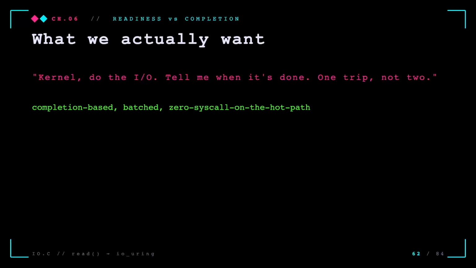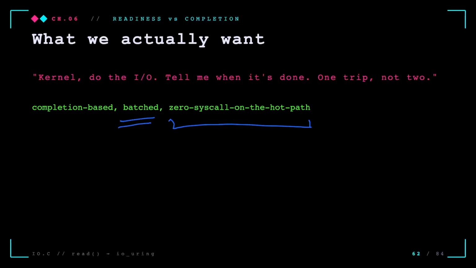And that is our completion-based model, which means the operating system doesn't tell you, hey, the data is ready, it tells you, hey, the operation is completed. And also we want to be able to batch multiple operations in one system call. Because asking for the data is a system call and we want to ask for multiple, that way we reduce the number of system calls. And ideally, we want 0 system calls on the hot path.